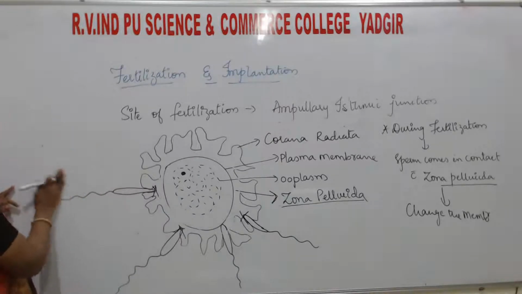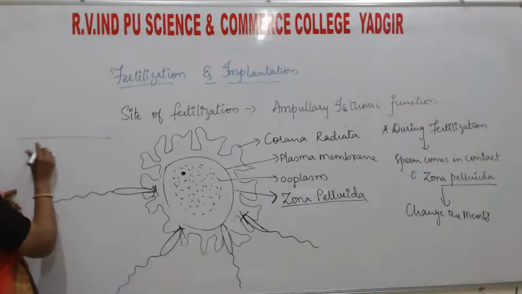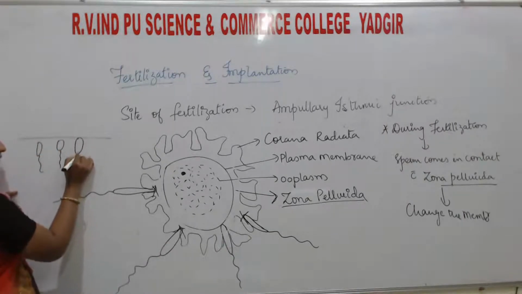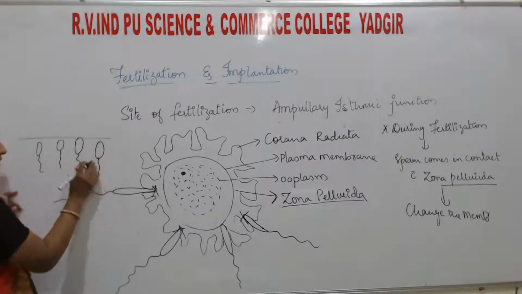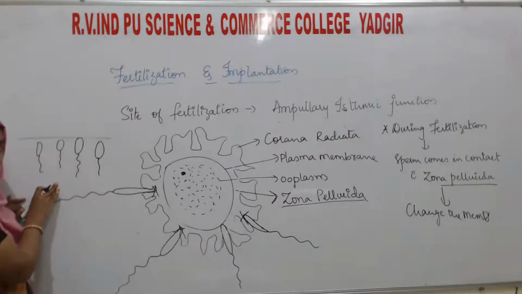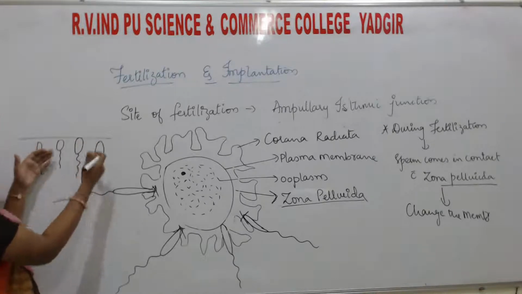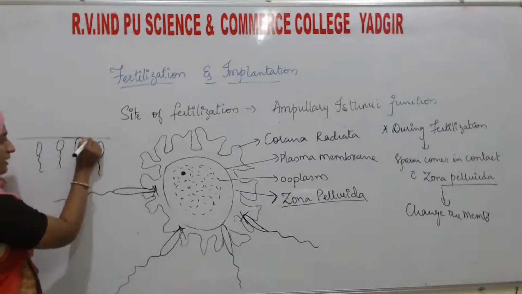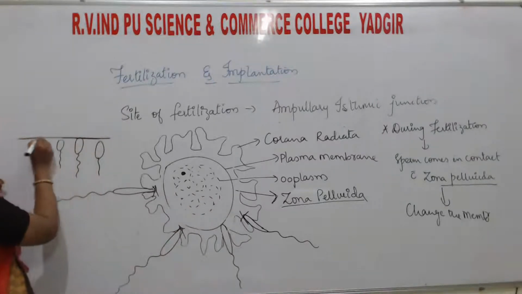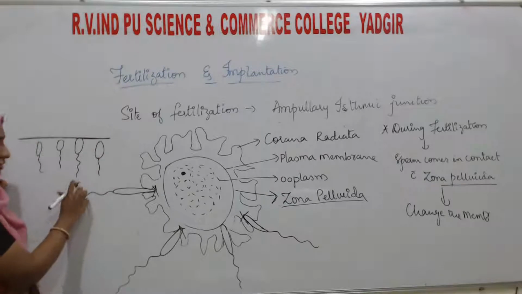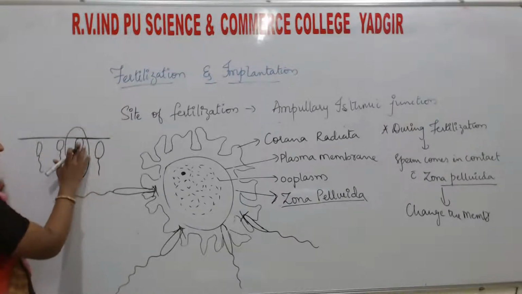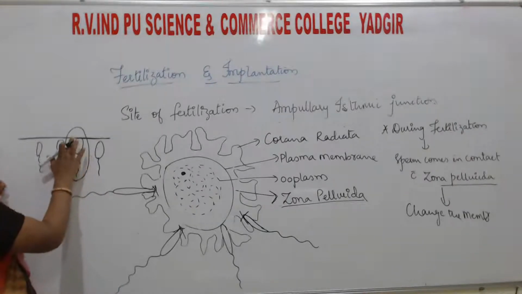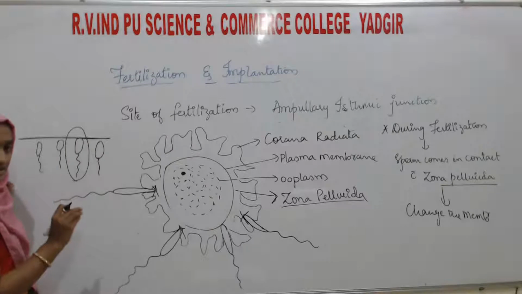This is the zona pellucida, and these are many sperms. Among them, one sperm will penetrate there. But other sperms, millions of them, are also there, trying to penetrate into the ovum. But the sperm which has penetrated this layer, the zona pellucida, will make some changes. This sperm and this membrane will make some changes.